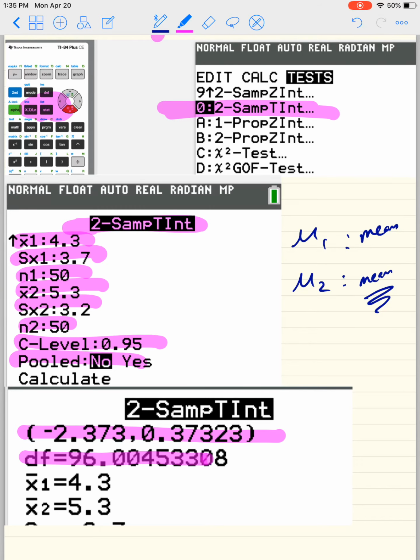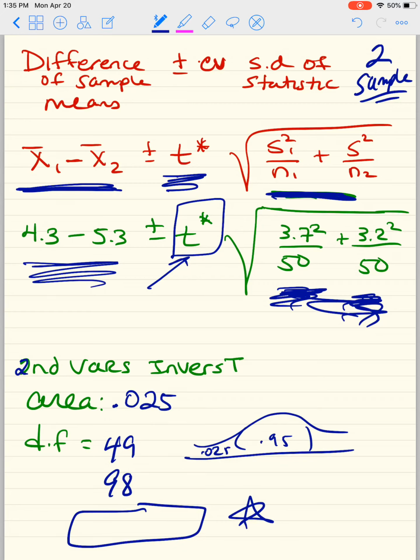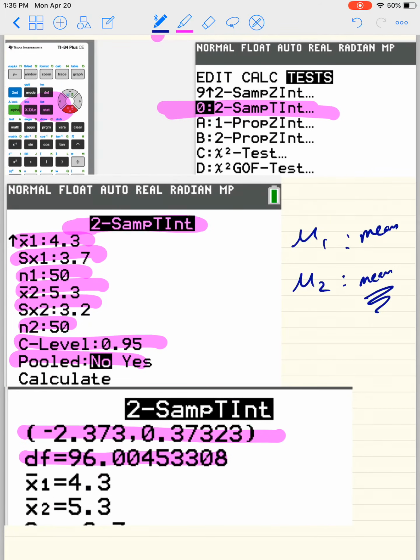And then remember the degrees of freedom 96.0045. So you can come back here if you want the actual number and plug that in there, and you would get an actual t. So you get negative 2.37 to positive 0.373. Great, that's your formula part.